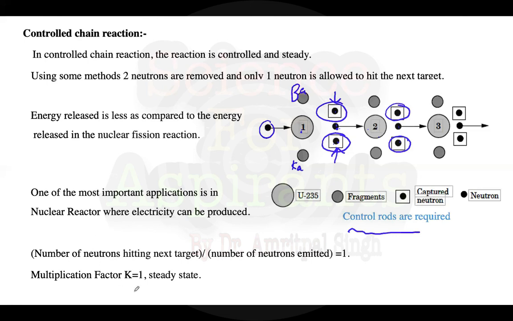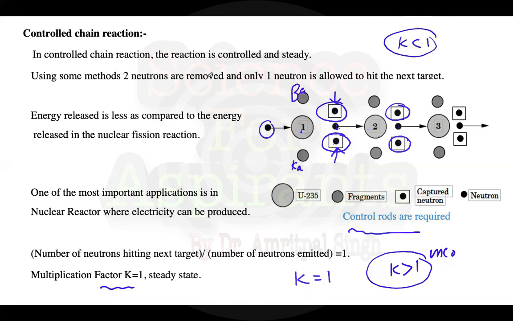So in this controlled nuclear reaction, the number of neutrons which are hitting the target must be equal to the number of neutrons which are being formed. So if the value of this multiplicity factor is equal to 1, then it is a controlled chain reaction, and if it is greater than 1, it is uncontrolled, and if it is less than 1, what does it mean? Our nuclear chain reaction will soon end, because there are not so many neutrons formed, and our fission reaction will stop when k is less than 1.